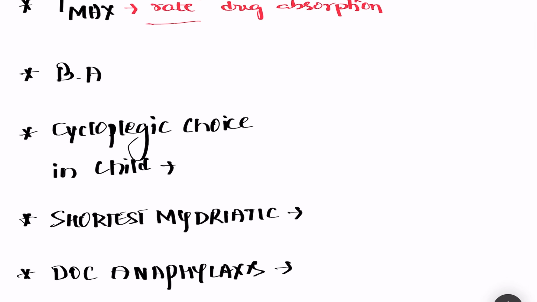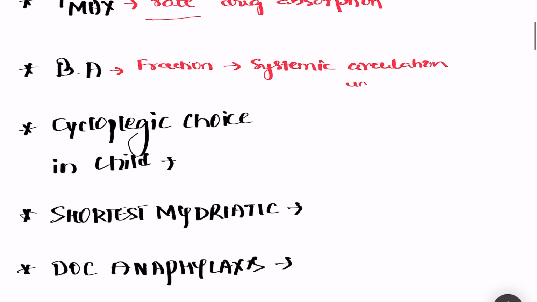So coming to the bioavailability, what does bioavailability mean? Bioavailability is the fraction of drug that will be reaching the systemic circulation following the administration, in an unchanged form. So this is the definition of the bioavailability.